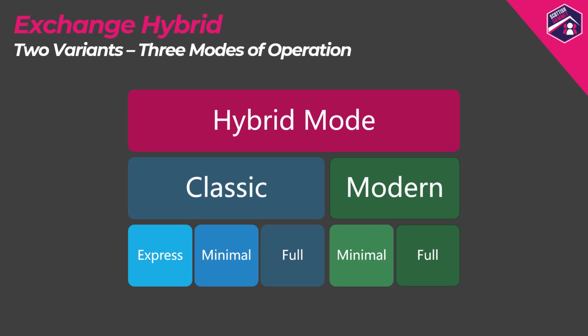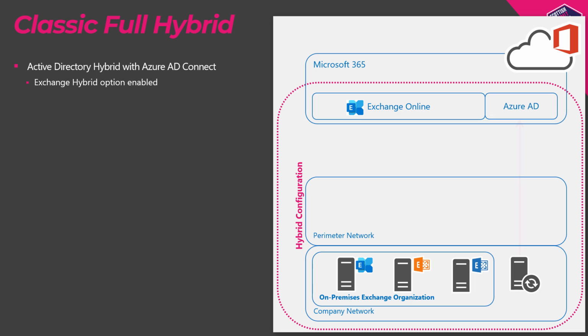In recent times, the Classic mode was joined by something called Modern Hybrid, which we do have in 2 different flavors, which is Modern Full Hybrid and Modern Minimal. Those 2 main variants, Classic and Modern, have major differences in what you need to configure. So let's have a look at how those 2 variants look.